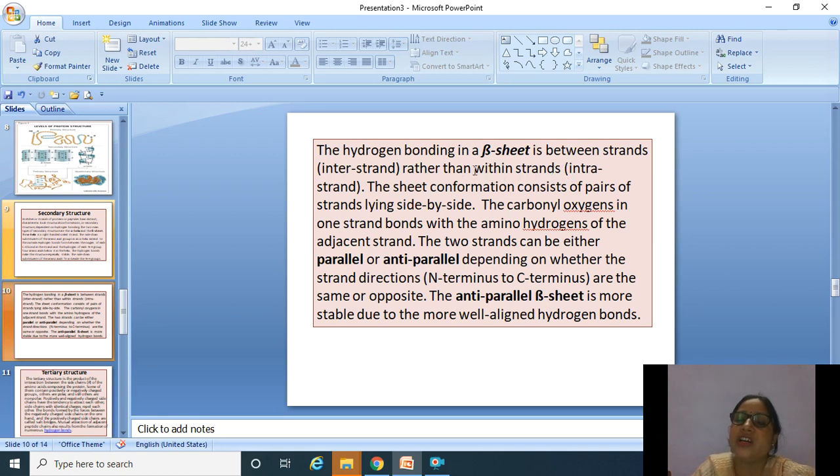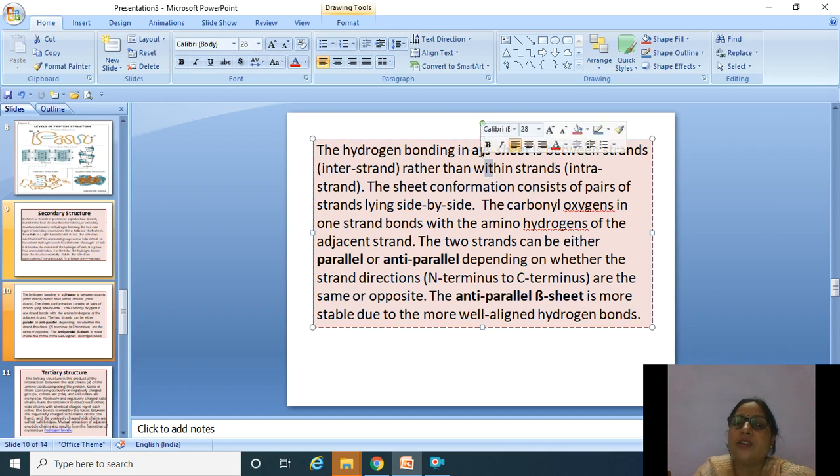So the alpha helical structure is formed when the hydrogen bond is within the strand, that is intrastrand, in a single strand. And when the hydrogen bond is formed between two strands, then the beta sheet is formed. The sheet conformation consists of pairs of strands lying side by side. The carbonyl oxygens in one strand bond with the amino hydrogens of the adjacent strand.